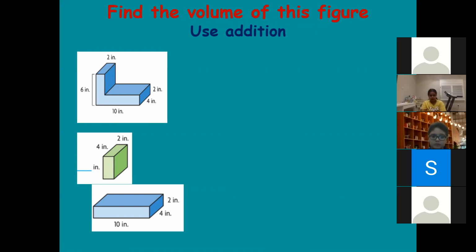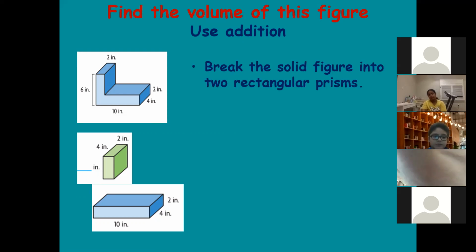Now, what is the height? See, the total is 6 inches. Height is 6. From that, this 2 is gone. So 6 minus 2 is how much? 4. So here, break the solid figure into 2 rectangular prisms.